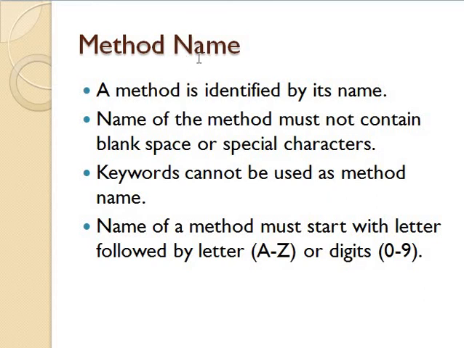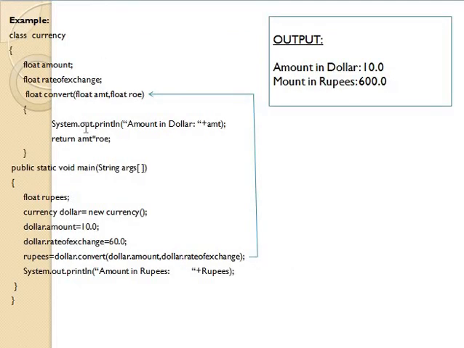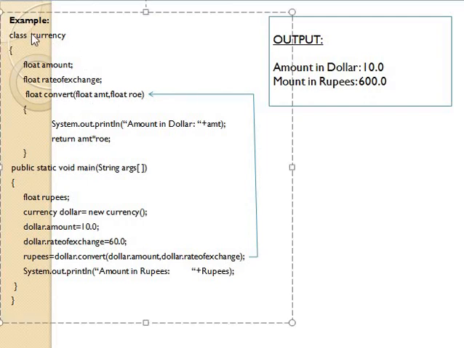Let's start with the method name. A method is identified by its name. Now consider this Java program. This Java program creates a class called currency, and inside this class there is a method, and the name of the method is convert.